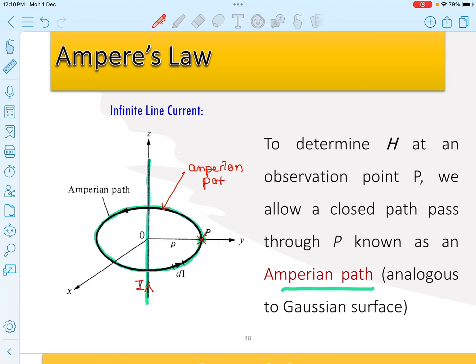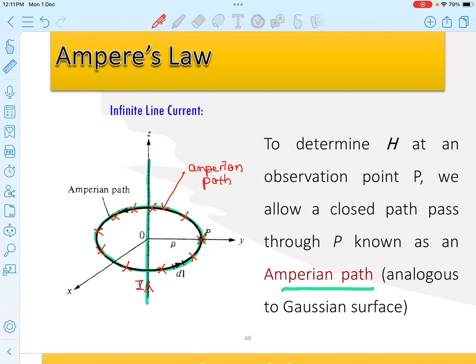So this Amperian path will touch the positions of my observation point. So all the magnetic field that is along this Amperian path will have the same value.